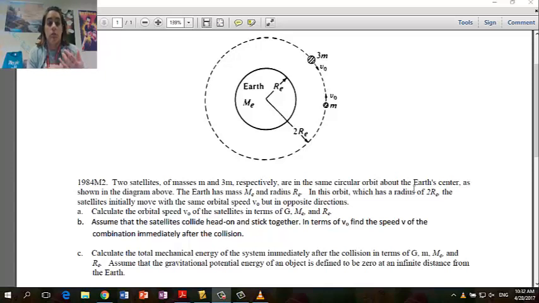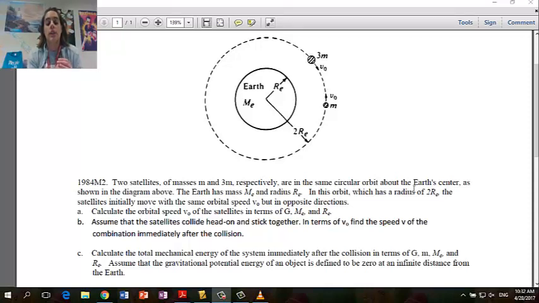All right, so universal gravitation, planetary motion. We've got two satellites of masses m and 3m, respectively, in the same circular orbit about Earth's center as shown in the diagram. Earth has a mass of me and radius re. The orbit has a radius of 2 re, and the satellites initially move with the same orbital speed v0, but in opposite directions. We can see the problem coming.